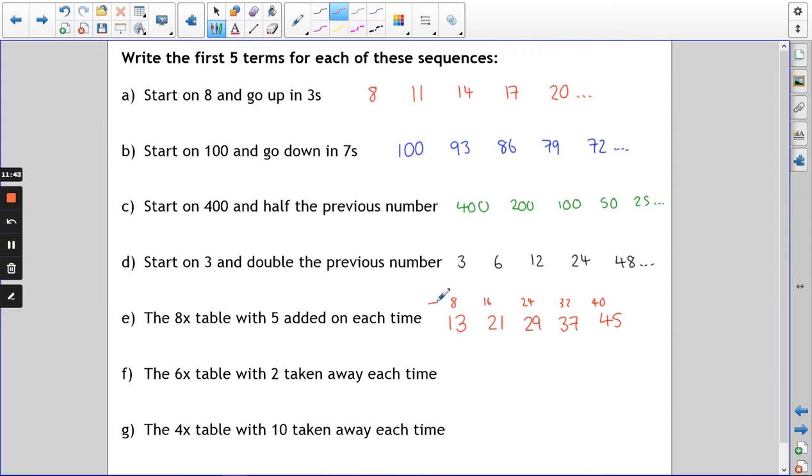So the little writing up there is the 8 times table, and then the main sequence underneath is when I added 5 on as well. Okay, I'll do something similar for F look, so the 6 times table with 2 taken away. So let's write down the 6 times table first. 6, 12, 18, 24, 30. If I take away 2, I get 4, 10, 16, 22, 28, dot dot dot, should put a dot dot dot on that one as well.